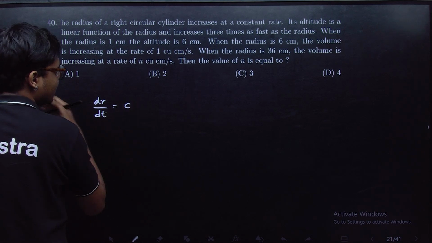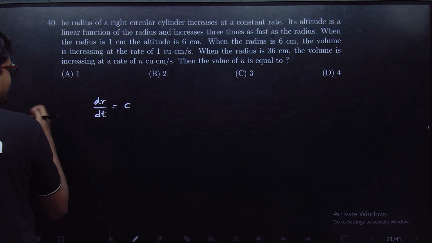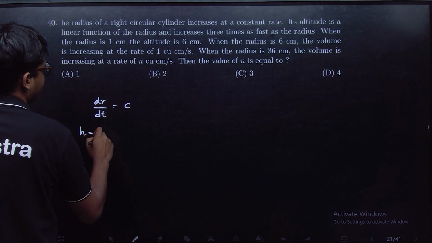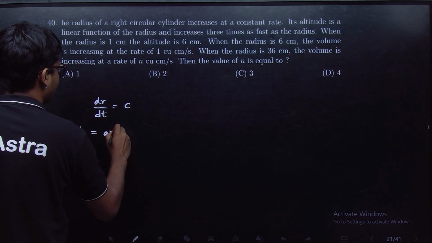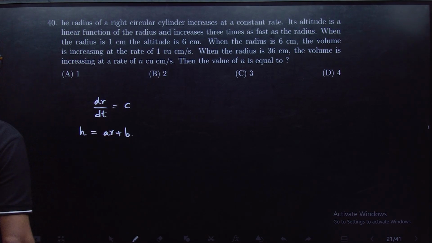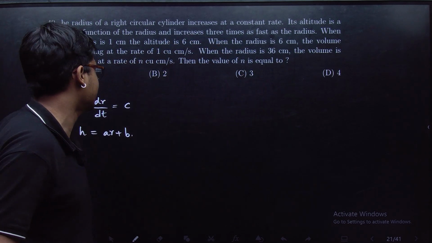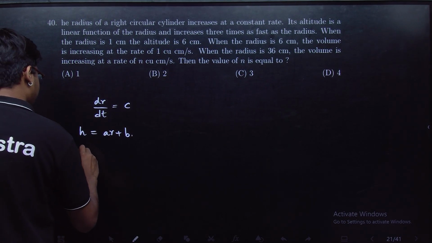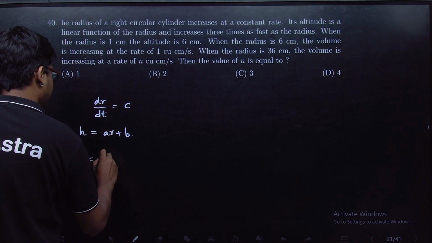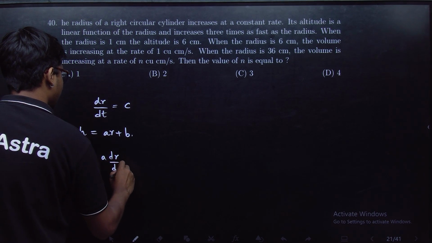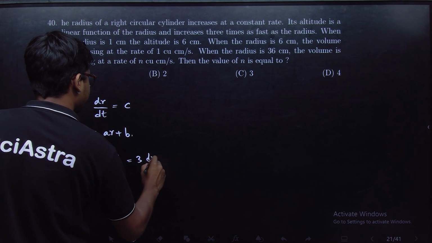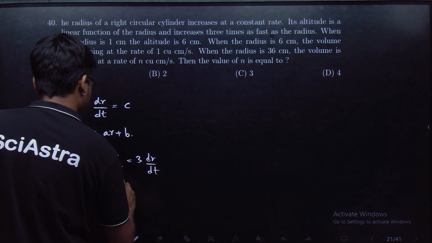So let's call it some c, and it's given that the altitude, so the height, is a linear function of the radius, right? So let's write it as some a r plus b, and it's given that the rate of increase of the altitude is 3 times as fast as the radius, right? Which means dh by dt, which is a dr by dt, is equal to 3 times dr by dt, which directly gives me the value of a as 3.